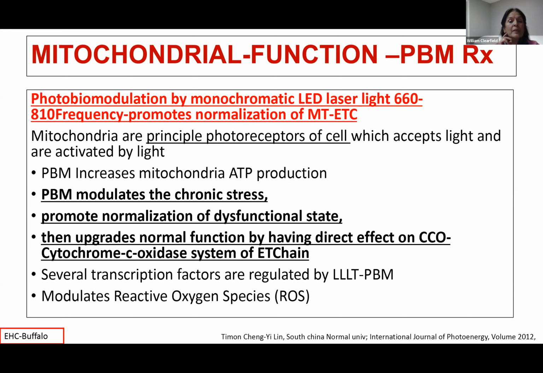Now there is another modality by which the mitochondrial function can be improved, which is photobiomodulation. The monochromatic LED laser light, 660 to 810 nanometers, promotes the normalization of the electron transport chain function in mitochondria. The mitochondria are the principal photoreceptor of the cell, which accepts light, and activated by the light, it increases ATP production, modulates the chronic stress, promotes normalization of the dysfunctional state, and upgrades normal function by having a direct effect on the cytochrome C oxidase system. Several transcription factors are also upregulated by low-level laser therapy, photobiomodulation, and it modulates the reactive oxygen species.